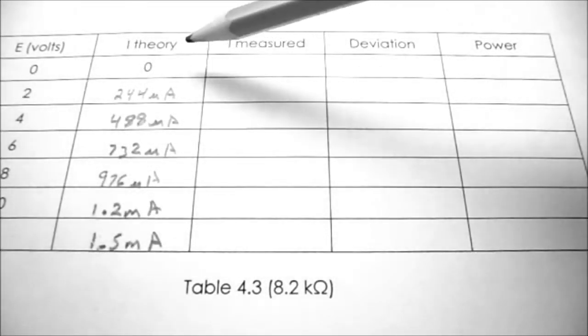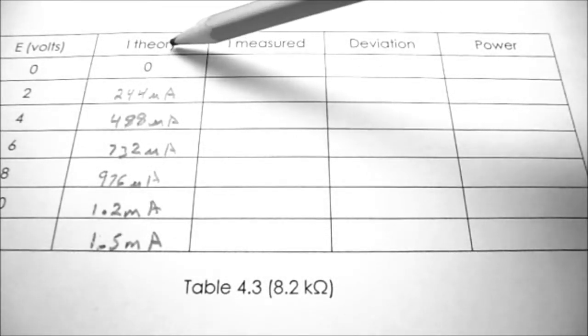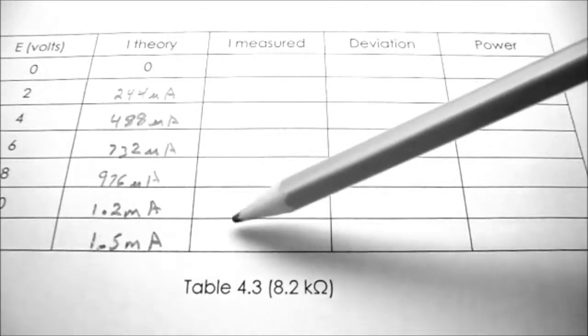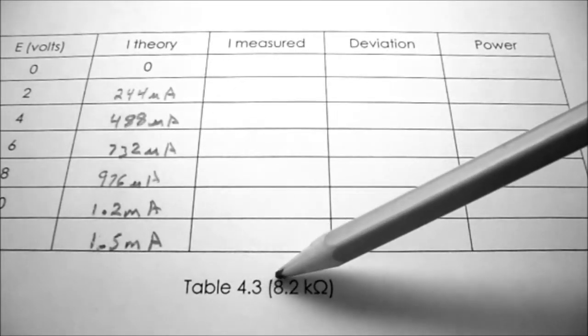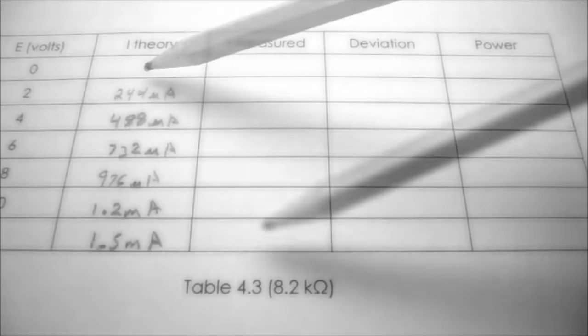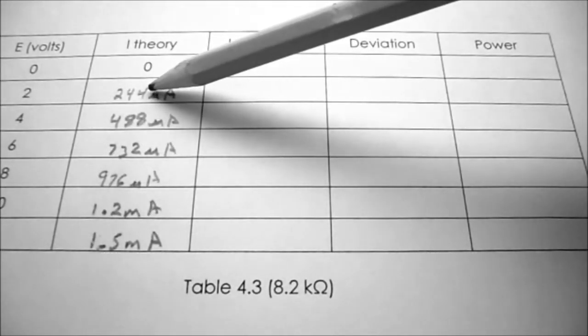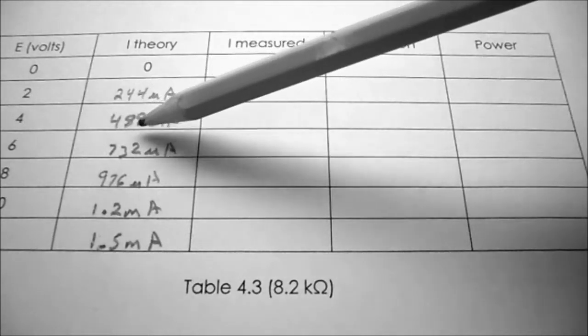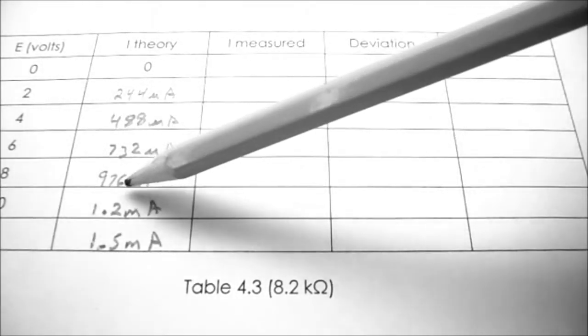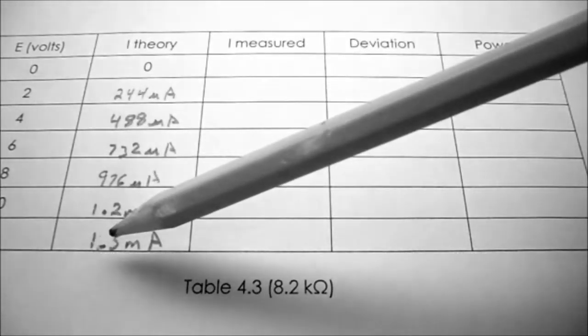And finally, I've completed my calculations for I theory for table 4.3. That's the 8.2 k ohm resistor, and you can see our current starts at 0, goes to a quarter, a half, 3/4, 1, 1 1/4, 1 1/2.